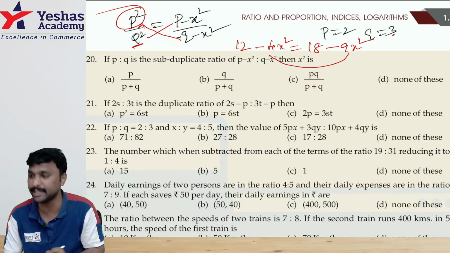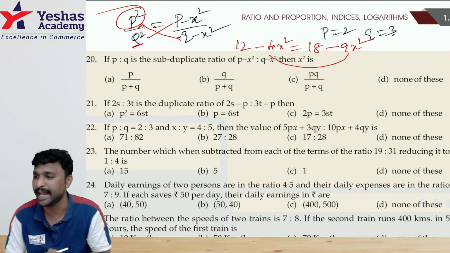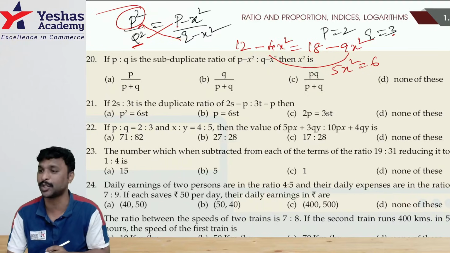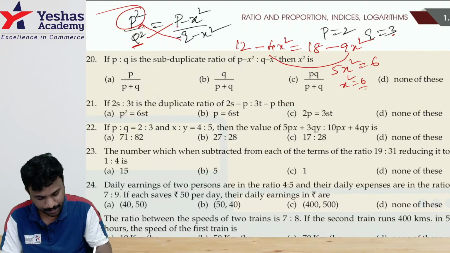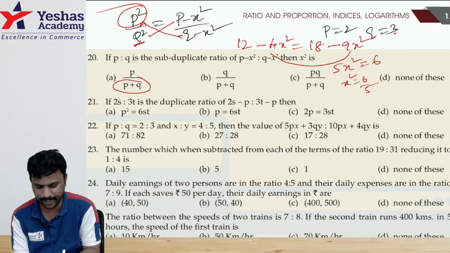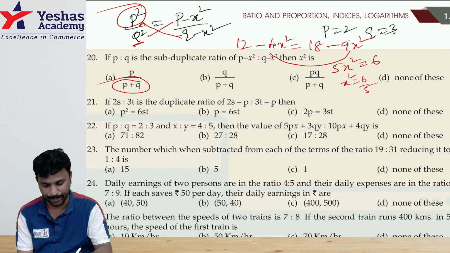If I take this 9x square here, it becomes positive. 9x square minus 4x square is 5x square, and 18 minus 12 is 6. So x square is 6 by 5. So whichever option gives you 6 by 5, that's the right answer. You see, the denominator gives you 5 because 2 plus 3 is 5, but the numerator is 2.